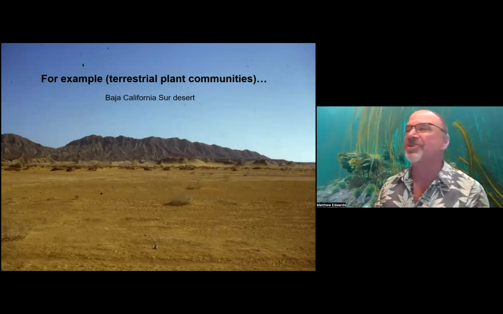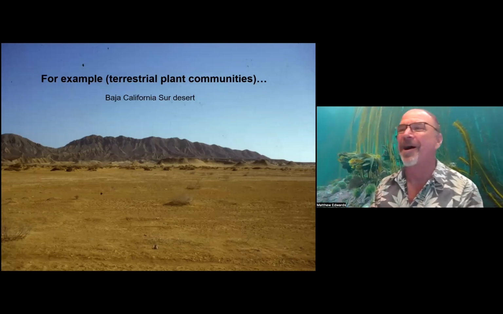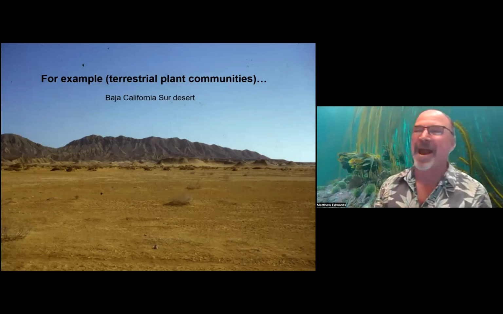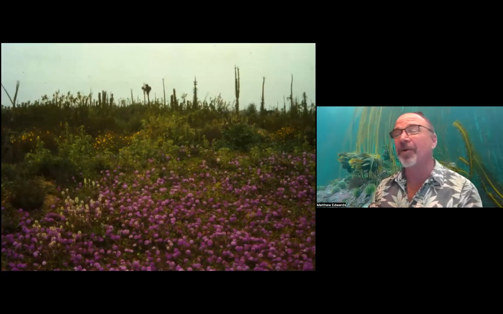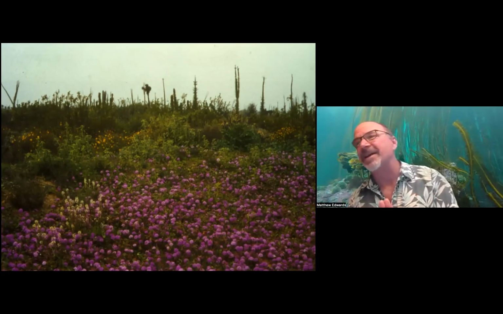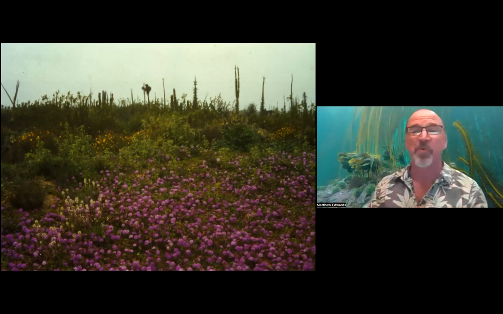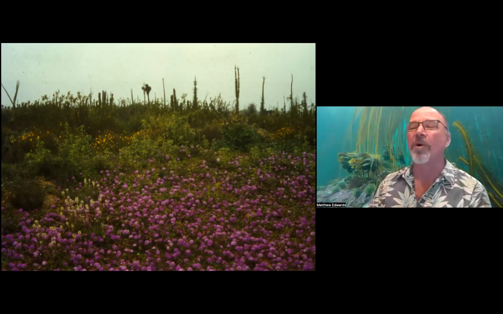And this is kind of something that started off my thinking about this. Think about the Baja California Sur Desert, right? Very arid, very dry most of the year, but then it rains. And following the rain, this is following the 1997-98 El Nino, the desert could look like this. And where did everything come from? Well, they came from seed banks, right, that were dormant in the soil and waiting for those rain events.